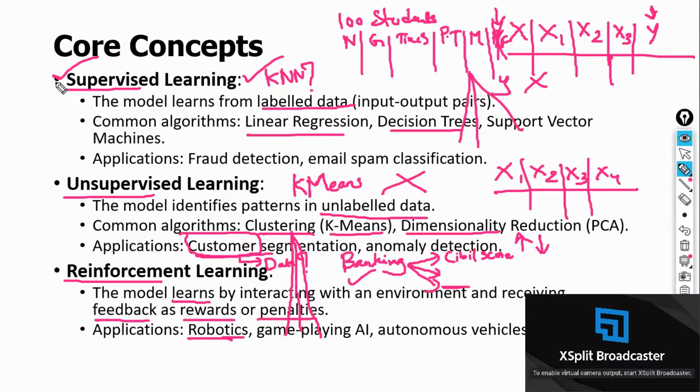So supervised learning is very widely used, and why is it widely used? Because these algorithms help us to predict. So that is the reason we are called data scientists.